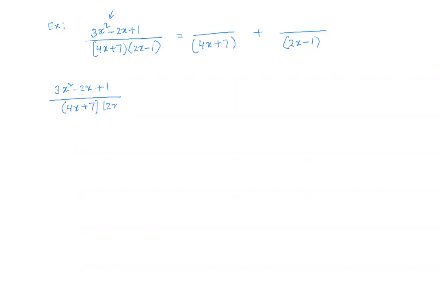Okay, 2x minus 1. This is going to be equal to a, so let's write down in the bottom, 4x plus 7 is going to be ax plus b. Now, why am I writing ax here? Because of this square term. Plus cx plus d divided by 2x minus 1.